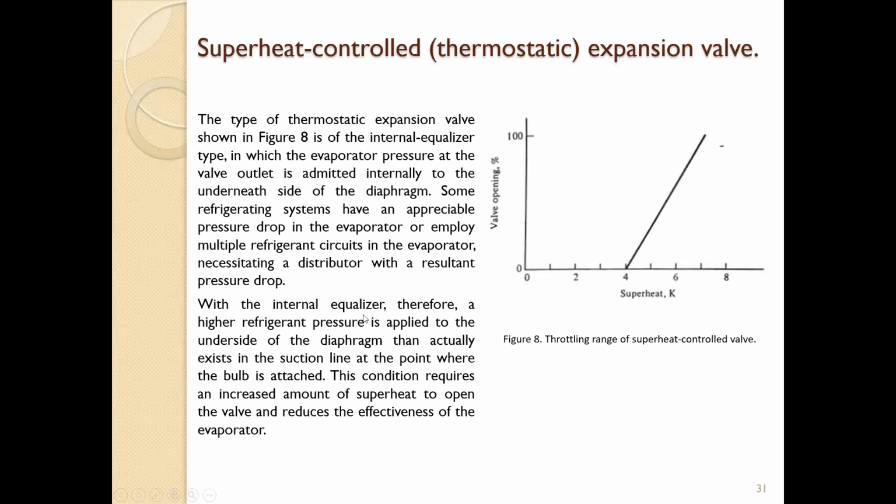So with the internal equalizer, therefore, a higher refrigerant pressure is applied to the underside of the diaphragm than actually exists in the suction line at the point where the valve is attached. This condition requires an increased amount of superheat to open the valve and reduces the effectiveness of the evaporator.